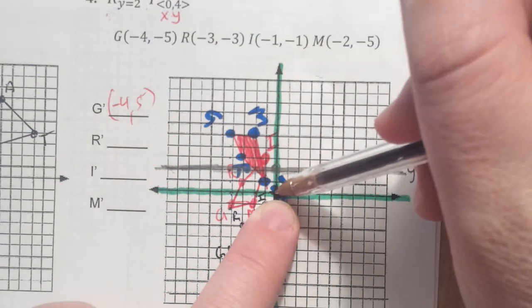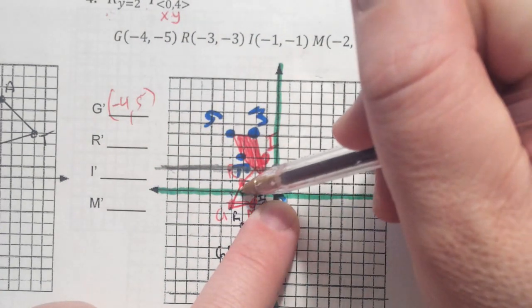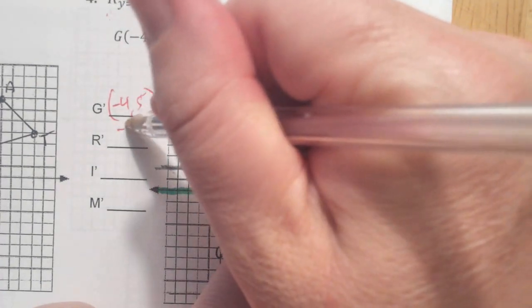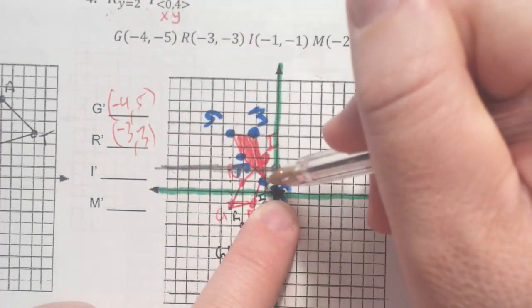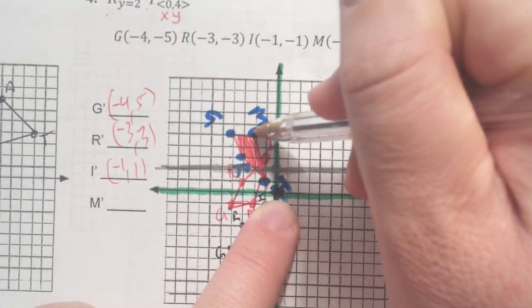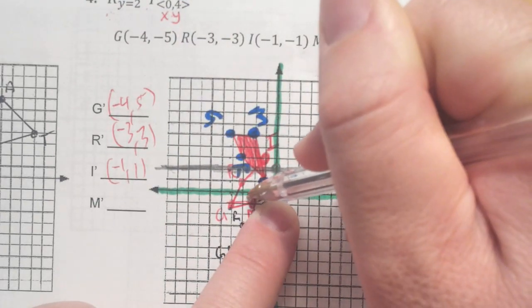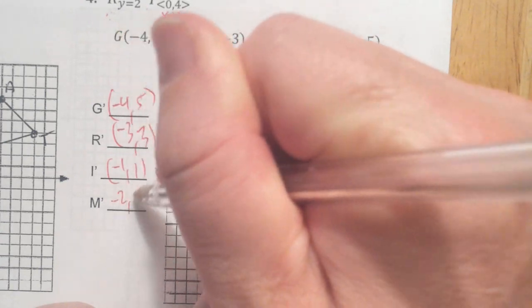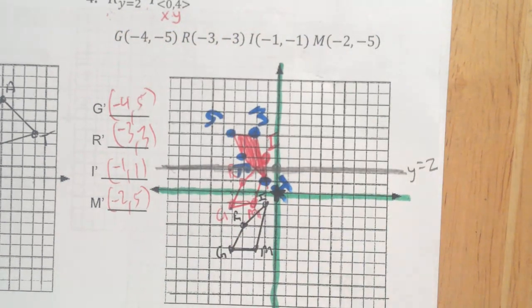Okay, my R is negative 3, positive 3. My I, which is right here, is negative 1, positive 1. And my M, which is way up here, is negative 2, positive 5. And those are your answers.